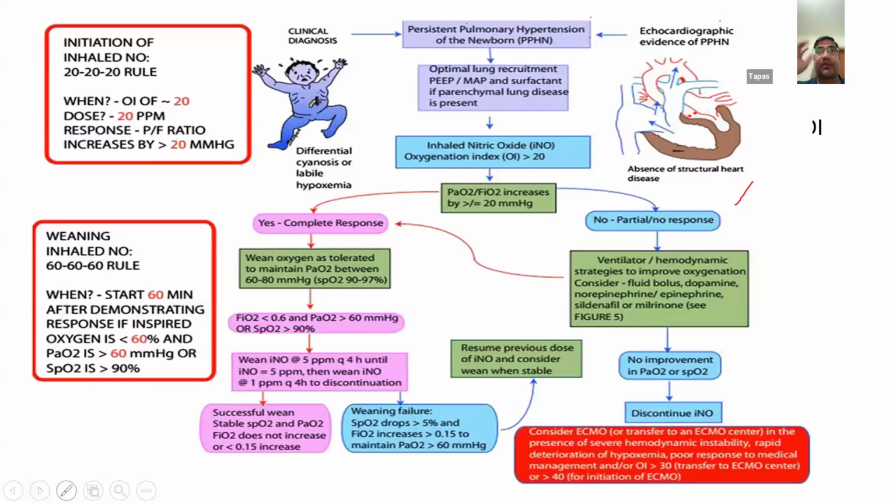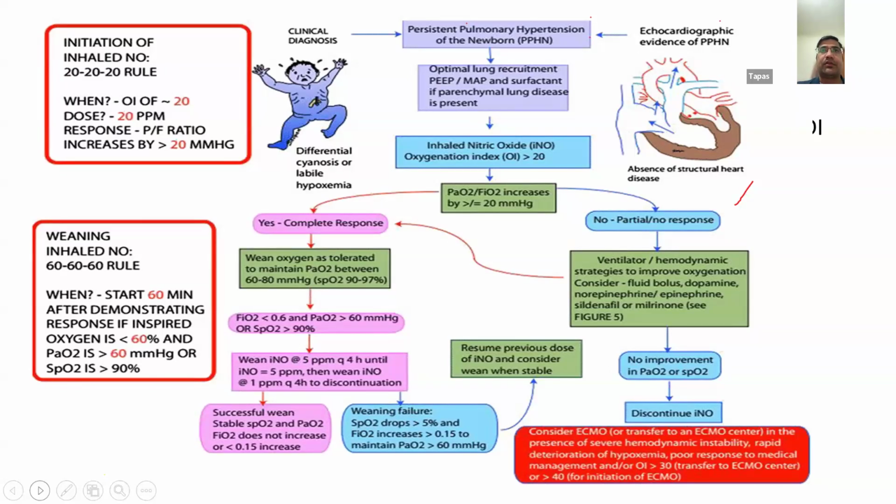After you start it and the baby is showing a response, the response is usually demonstrated by 60 minutes of starting the treatment. Response is defined as an oxygen requirement of FiO2 below 60% with an increase in the PO2 of more than 60 millimeter of mercury. Whenever you get a response, you start weaning off the FiO2. Try to bring the FiO2 to less than 60%. Simultaneously do a blood gas, and you see the PO2 more than 60.